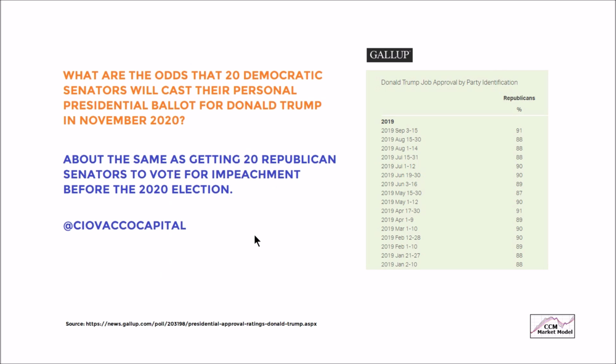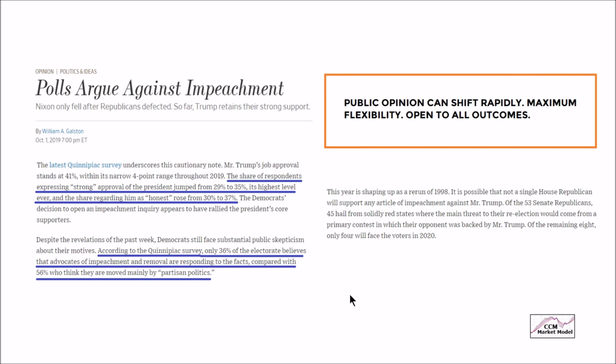Did we see anything this week to make us change this assessment from last week's video? The answer is no. You can pause your video player to read these little blurbs from an opinion piece in the Wall Street Journal. It's extremely important that we respect that public opinion about any topic, including impeachment, can shift rapidly, requiring maximum flexibility about all topics, including this topic, and we must remain open to all outcomes.